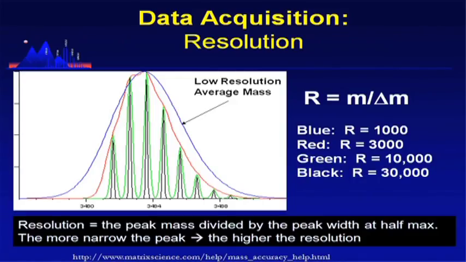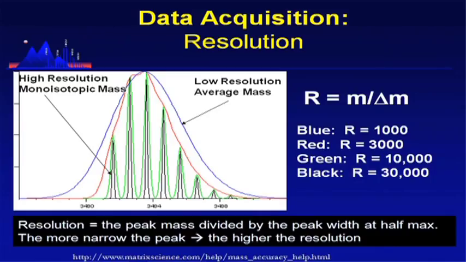And resolution is how well you can distinguish one peak from its neighboring peak. So a high resolution instrument, such as the green or the black trace, is going to be able to distinguish this isotopic pattern and allow you to measure the monoisotopic mass. A low resolution instrument, or when you get past that mass range where you can get this resolution, is going to give you what we call an average mass.